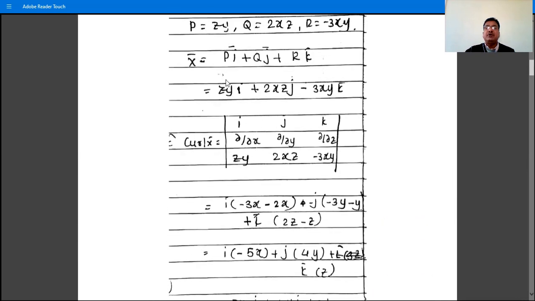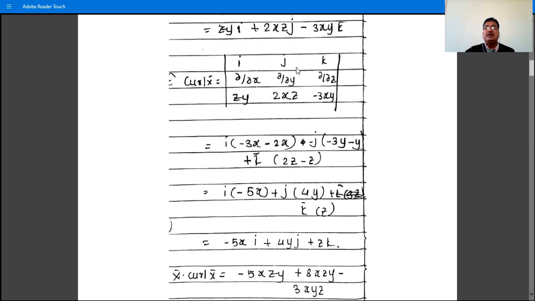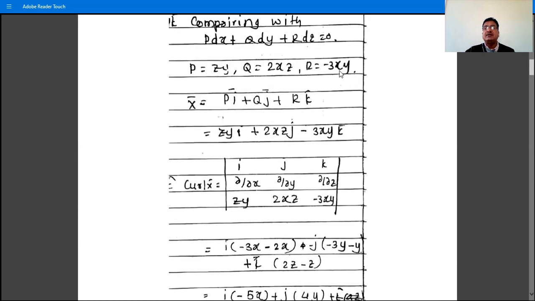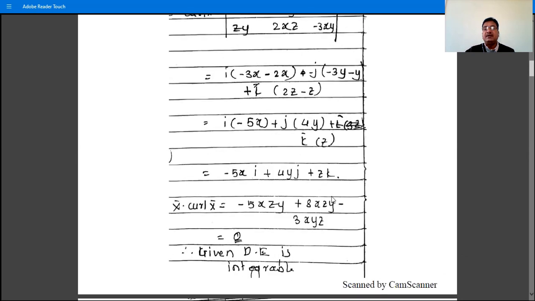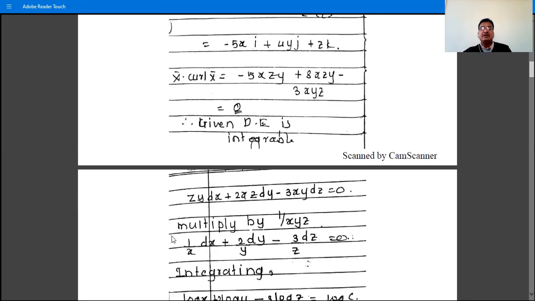The multiplication of the coefficient of i, that is zy, into minus 5x is this. Then the multiplication of the coefficient of j, 2xz, into 4y is this quantity, and lastly the minus 3xy, that is the coefficient of k, into this z becomes minus 3xyz, and all of this equals 0. So this minus 3xz and this minus 5xz becomes minus 8xyz, and this 8 plus 8xyz becomes 0, and therefore the given differential equation is integrable.